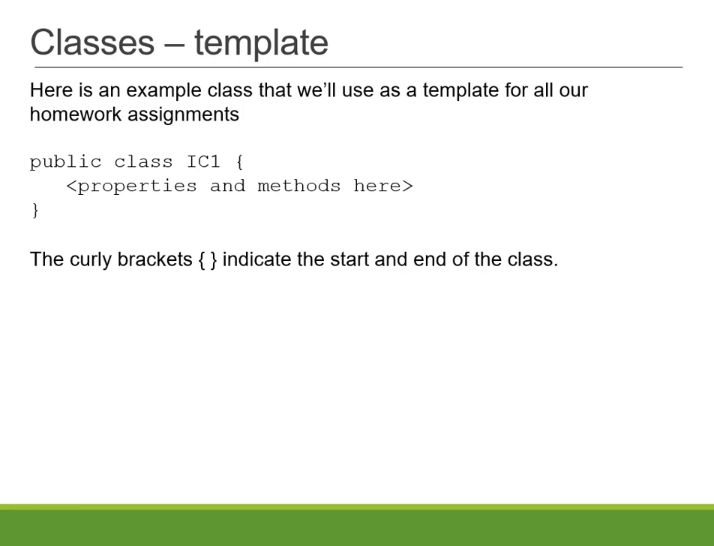Refer to this class example. The curly brackets indicate the start and end of the class. All the code for the class goes inside the curly brackets. The code inside the brackets should be indented in one tab so that it's easy to see where the class starts and ends. This is called indenting to show scope.